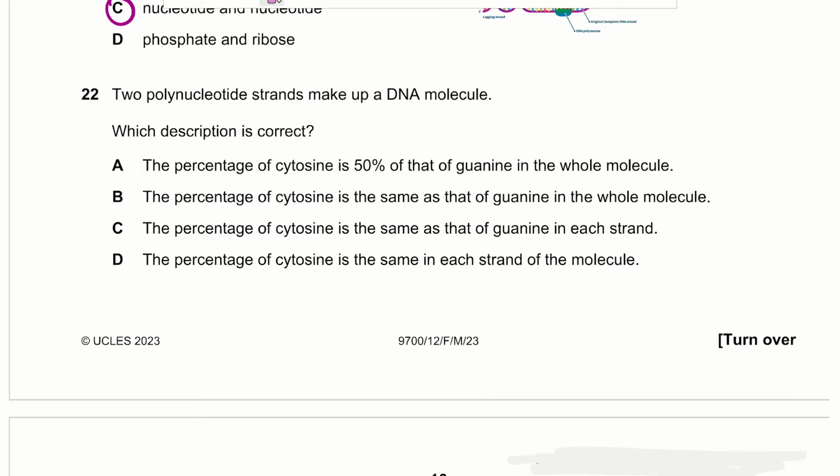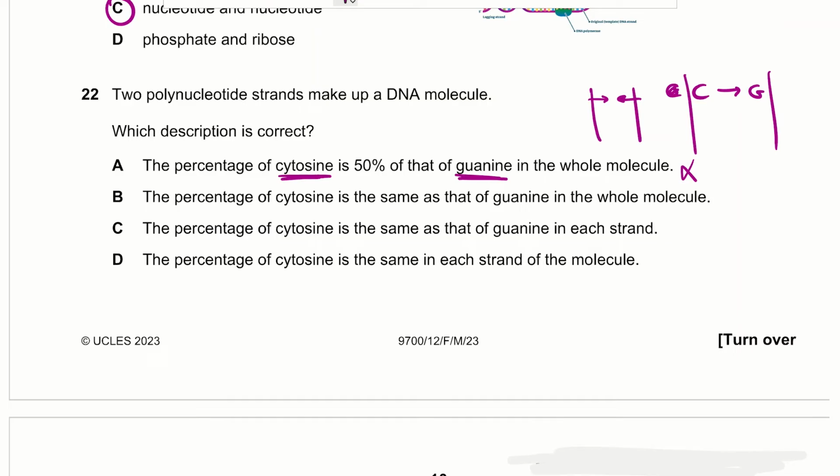Question number 22. Two polynucleotide strands make up a DNA molecule. Which description is correct? A. The percentage of cytosine is 50% of that of guanine in the whole molecule. Now, as we all know, cytosine is complementary to guanine. Therefore, both of them must be in the same exact quantity because both of them are complementary, in one polynucleotide strand complementary to the other. Therefore, this is incorrect.